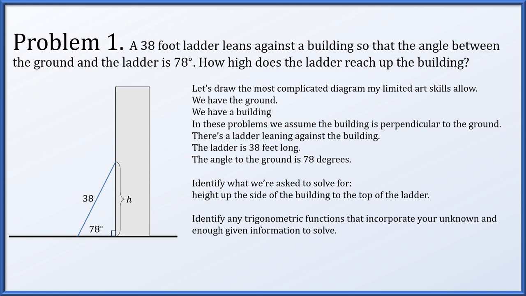Now we need to identify what trigonometric function incorporates our given information and what we're trying to solve for. And here it's the sine. The sine of 78 degrees will be h over 38. In other words, h is 38 times the sine of 78 degrees, which is approximately 37.2 feet.